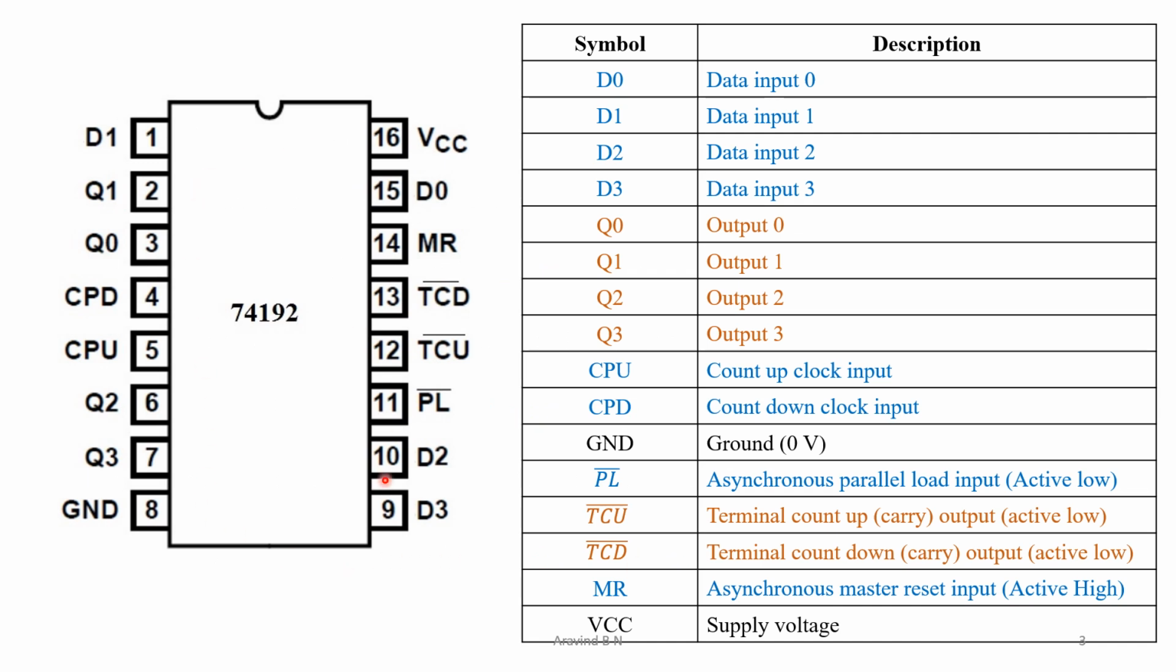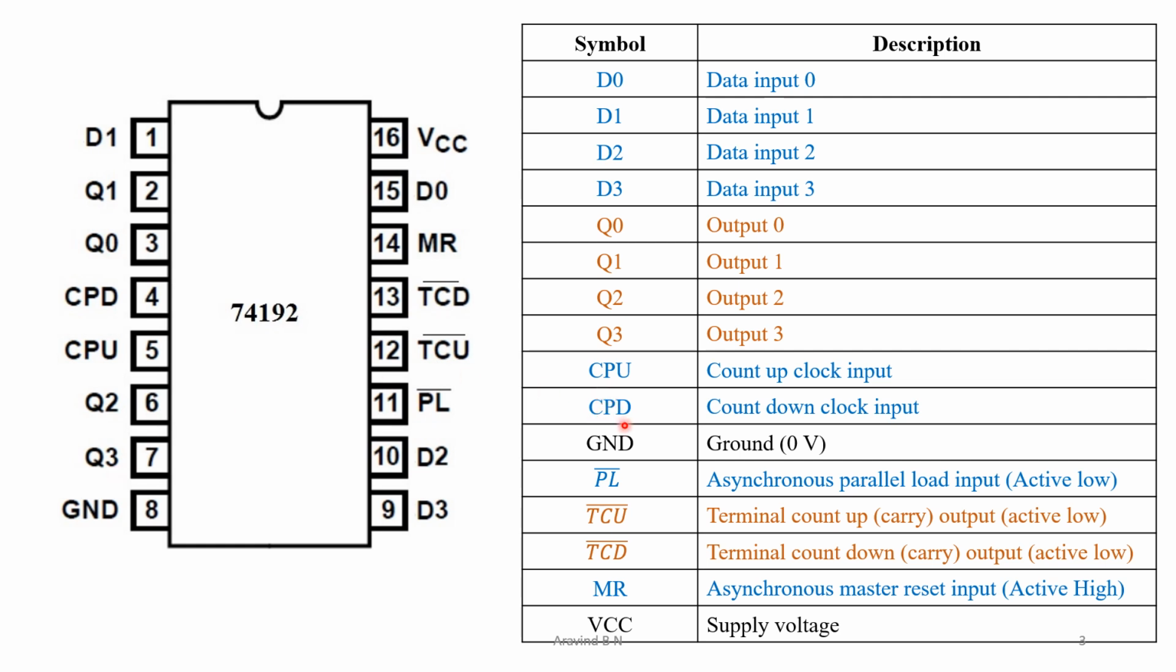This is the pin configuration of 74192, and this table provides all the details of the pins. First, D0 to D3 are input pins. Here is D0, then D1, D2 and D3. These are the input data pins that are used to preset the value. Then it has four outputs, Q0 to Q3. Here it is Q0, then Q1, Q2 and Q3. These are the output pins.